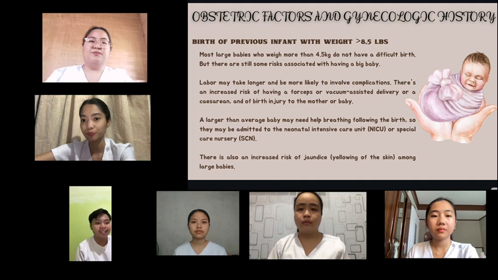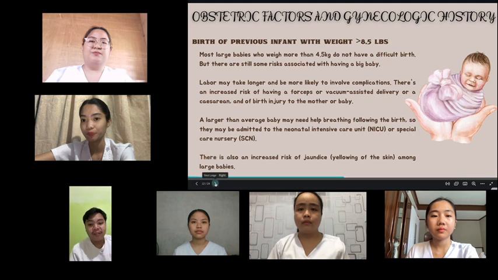There's an increased risk of having a forceps or vacuum-assisted delivery or a cesarean, and of birth injury to the mother or baby. A larger than average baby may need help breathing following the birth, so they may be admitted to the neonatal intensive care unit or special care nursery. There's also an increase of jaundice among large babies.